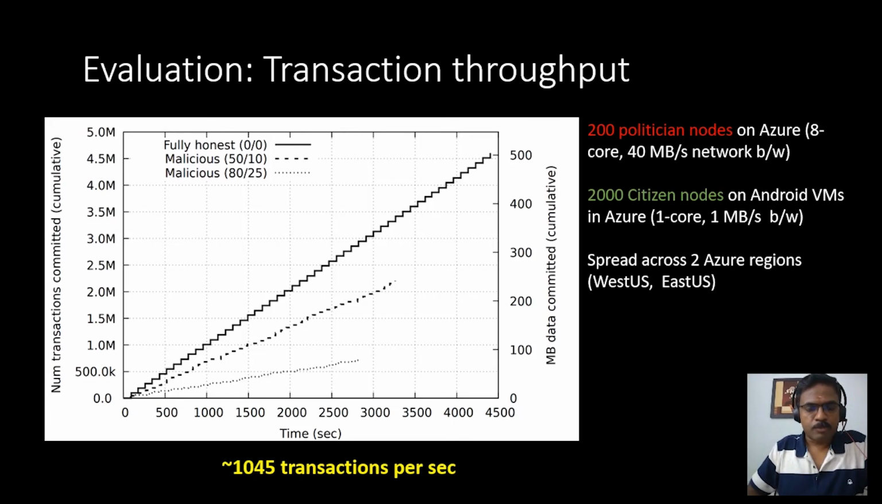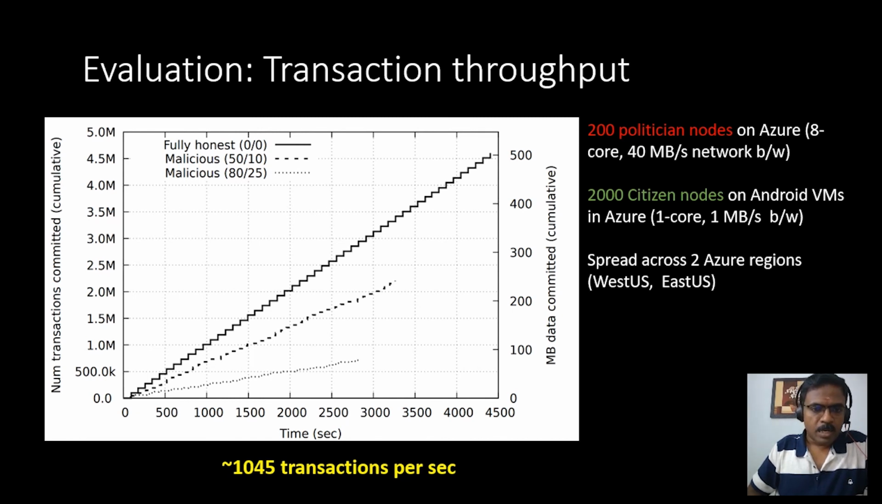So this graph shows the transaction throughput in Blockene. For this experiment, we ran 200 politician nodes on Azure, where each node is an 8-core VM with a network bandwidth of 40 megabytes per second. For citizen nodes, we use lighter VMs. These are Android VMs which are single core, 1 megabyte per second bandwidth, which is more representative of cellular data bandwidth. Both citizens and politicians are spread across 2 Azure regions, West US and East US.